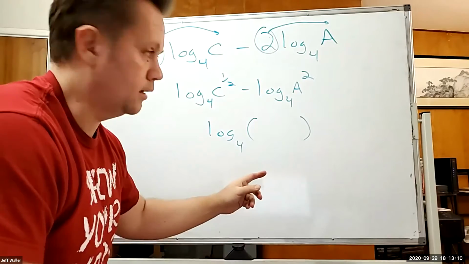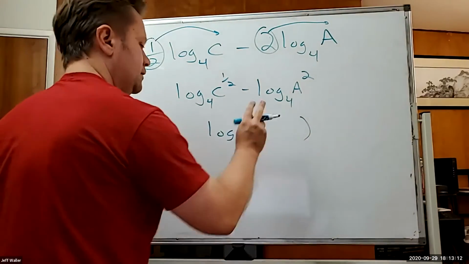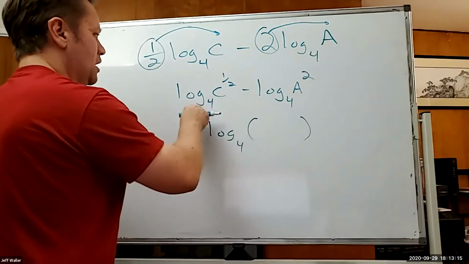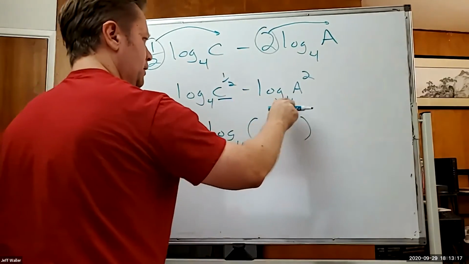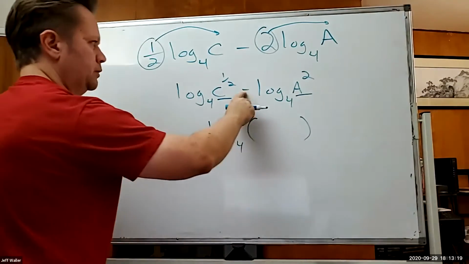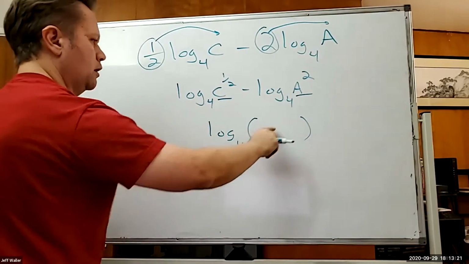C to the 1/2 over A squared. Does everybody see that? It's log base 4 of one thing minus log base 4 of the other. When I'm subtracting logs, it becomes a log of the quotient.